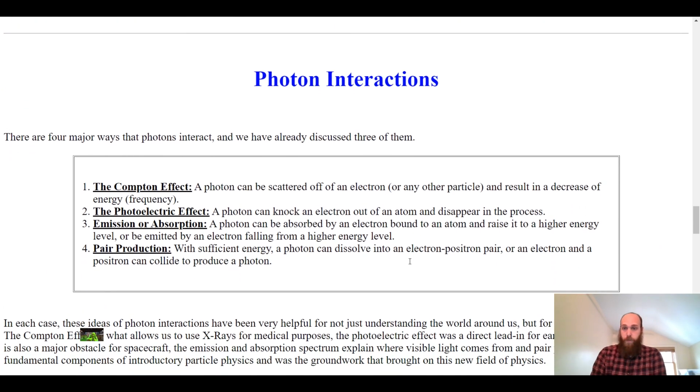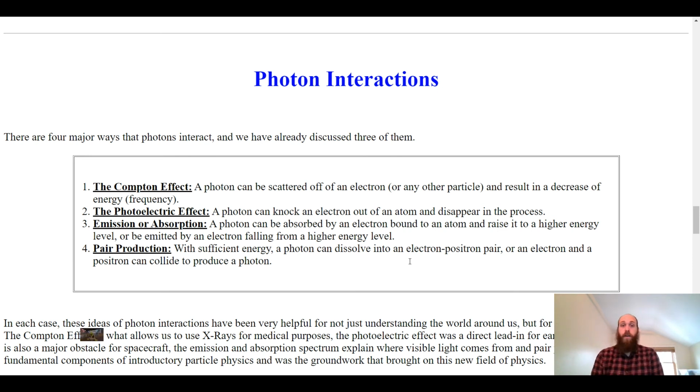We've covered a bunch of ways that photons interact with matter. We just talked about the Compton effect, which very simply is that a photon can be scattered off of an electron, or really any other particle. We just use the electron because it's easiest. And that's going to result in a decrease in energy, namely frequency, for that photon. We also talked about the photoelectric effect last time. The photon can knock an electron out of an atom, and then that photon kind of disappears in the process because that energy gets absorbed by the electron.